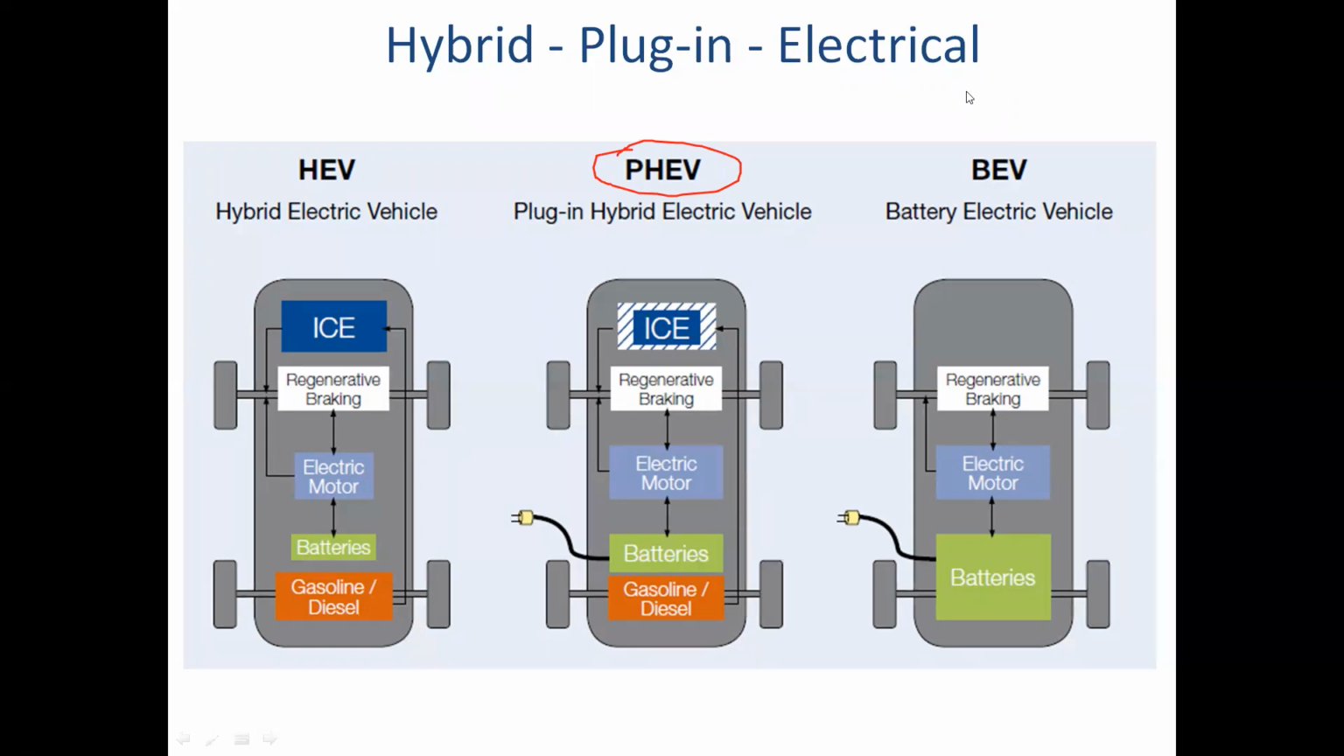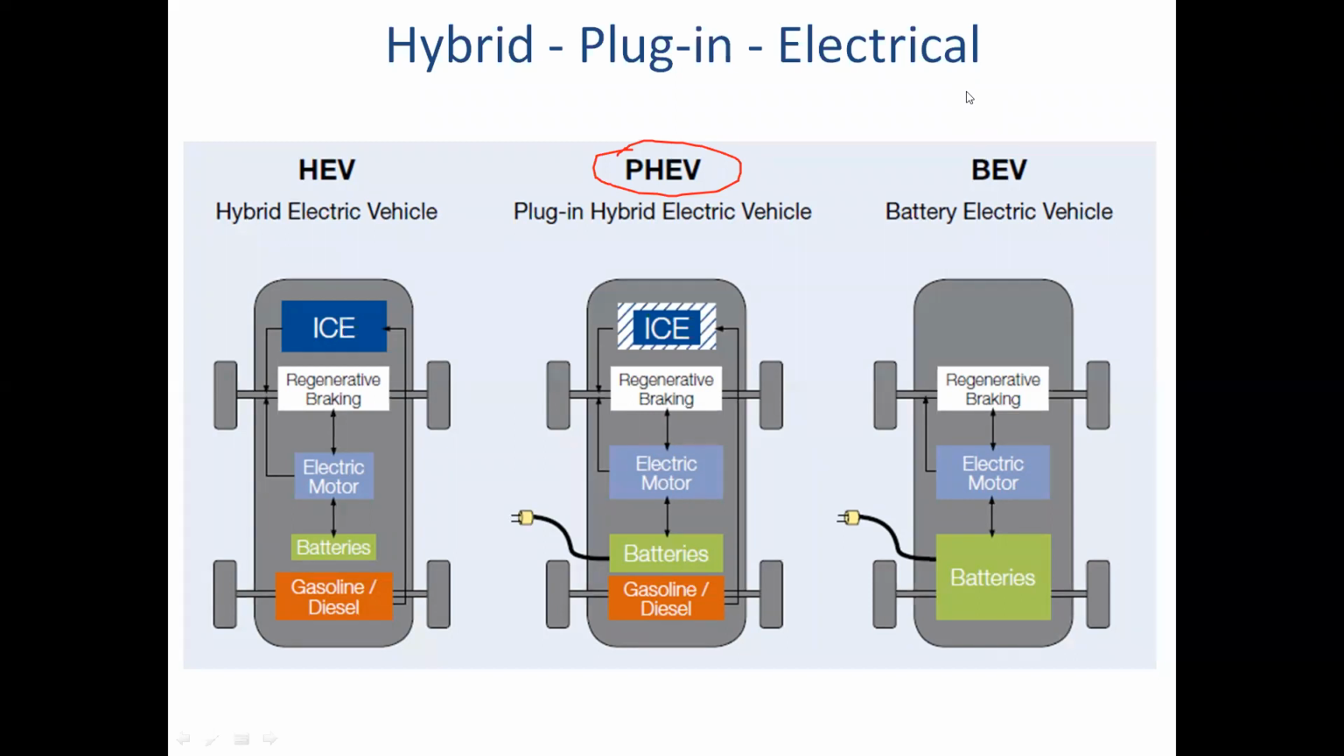In the hybrid electrical vehicle, you can see the battery is very, very small, whereas in the plug-in hybrid electrical vehicle, battery size increases, IC engine size decreases. So there is a plug-in. You can see there is a plug coming out from the vehicle. That means it can charge from the outside. The battery can charge from the outside.